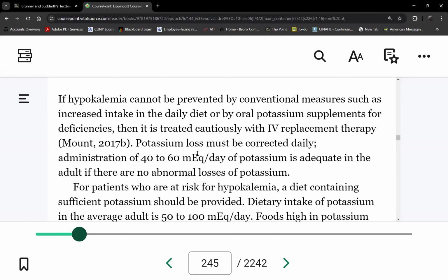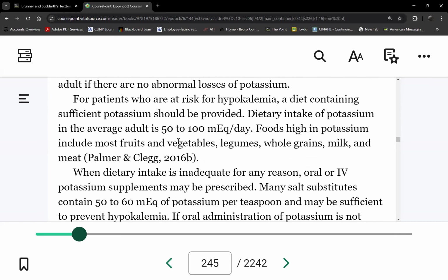There's no sub-Q, there's no IM potassium. Are we clear? Only, of course, oral available in tablets. There's liquid preparation as well. There's powder. Okay, but only oral or IV. That's it. Now there has to be a guideline here. How much potassium is safe to give? Again, what do we do before giving in either one?